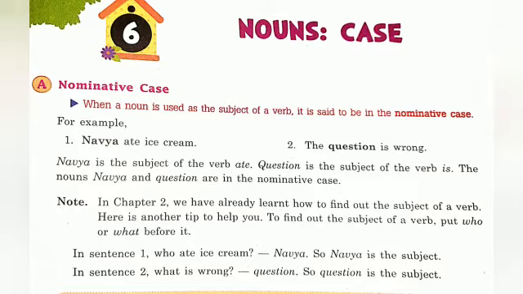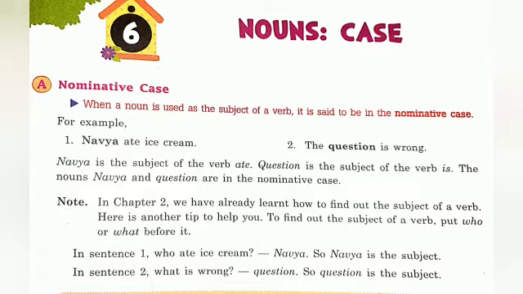So we have to understand this thing like nominative case, objective or accusative case, and possessive case. So three types of cases are there. Nominative case, second is objective case, that is also called accusative case, and third is possessive case. तो तीन तरह के केस होते हैं, nominative, objective and possessive, right?